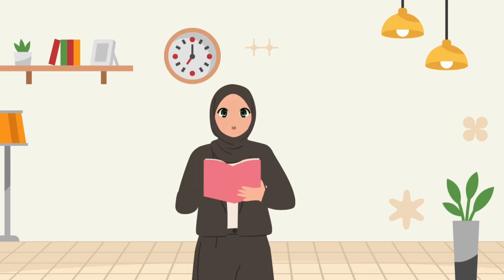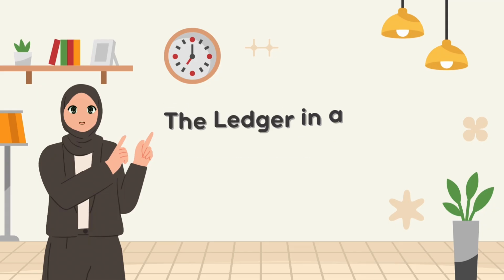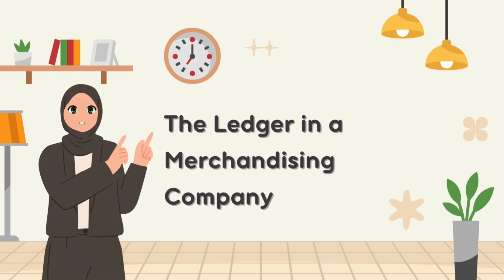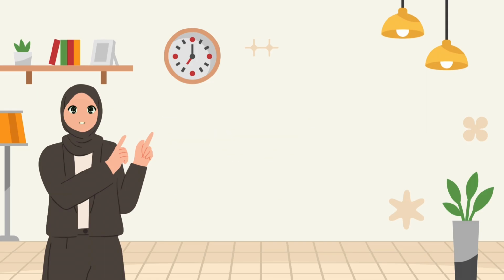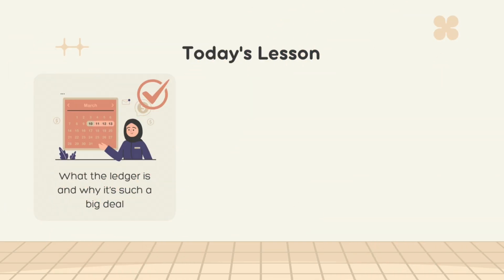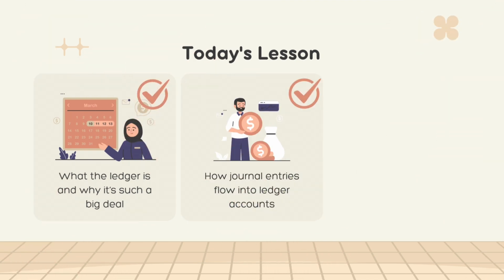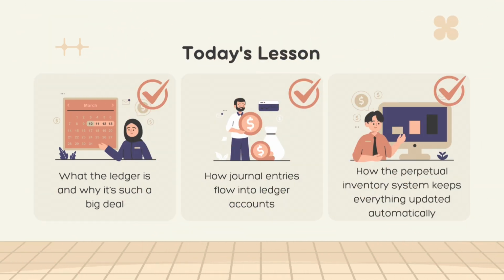In this video, we're going to explore one of the most important topics in accounting for merchandising companies: posting transactions into the general ledger. Don't worry, we'll break everything down step by step, in a way that's simple, clear, and enjoyable to follow. You'll learn what a ledger is, why it's such a big deal, how journal entries flow into ledger accounts, and how the perpetual inventory system keeps everything updated automatically.